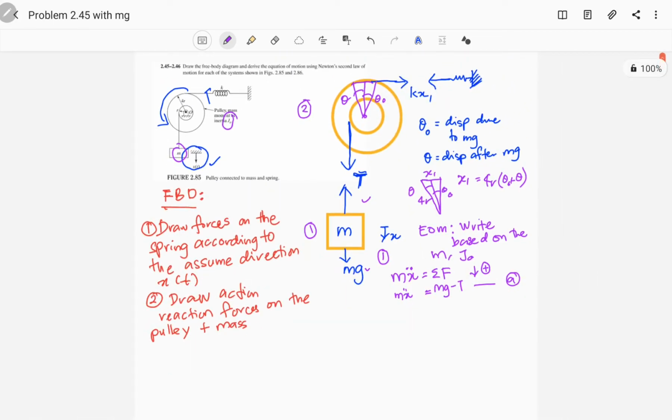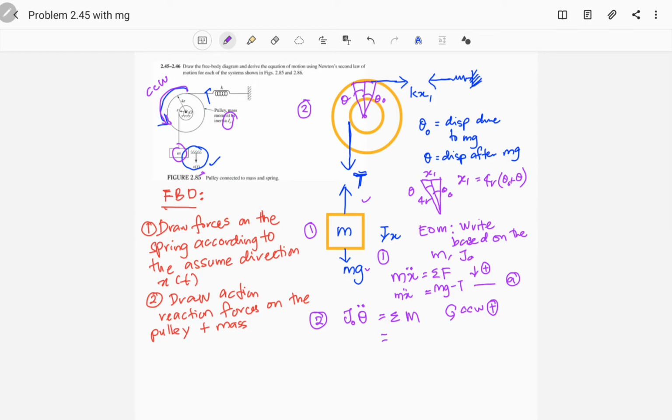The second equation will be based on the J. The way we write it is J naught, for the pulley, theta double dot equals the summation of moment. Don't forget, this is the summation of moment. So you have to determine the positive direction. You have to follow the assumed direction x as well. So this will be the positive direction, which is counterclockwise. The counterclockwise is like this. That will be our assumed positive direction.